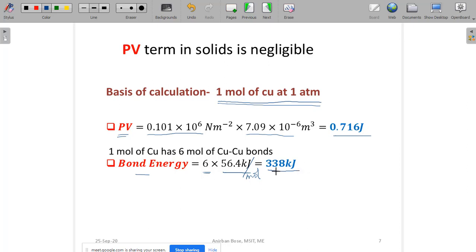Now just compare the bond energy, which is a part of U, the U0, 338 kilojoule, with this, which is only 0.716 joule, not even a kilojoule. So definitely this quantity can be neglected with respect to the bond energy. That is why, remember, for solids H and U are the same. Enthalpy and internal energy are the same in case of solids, because of this reason.